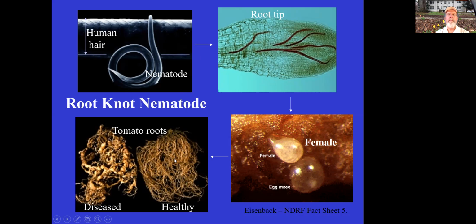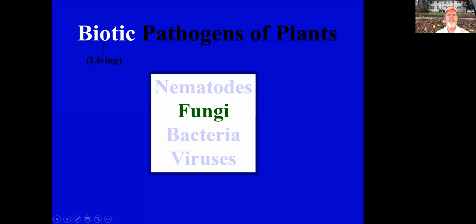This is the healthy root. And then in this case, there's another form. Instead of being a worm-like structure, it has sort of a fat female form. And inside there, if you can kind of see it, you see the egg masses. And then the eggs will crack open, and then they'll become the worm-like structures that'll go into the root. So this is kind of a specialized one called root knot nematode.